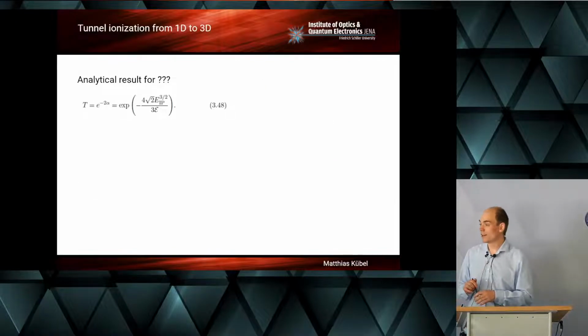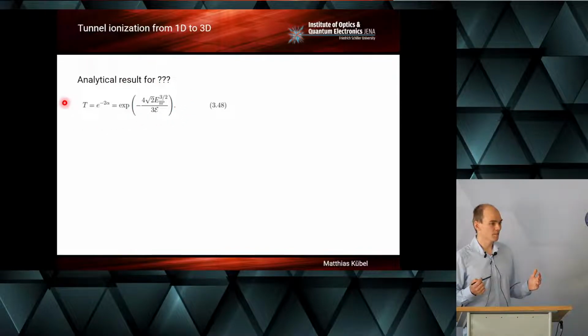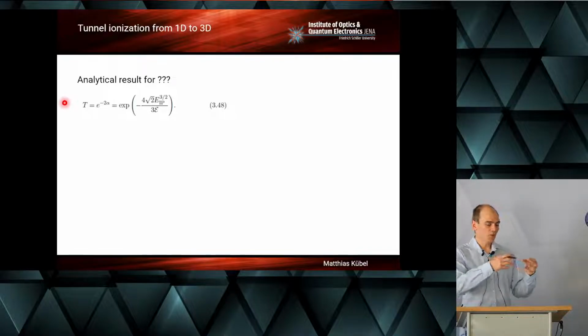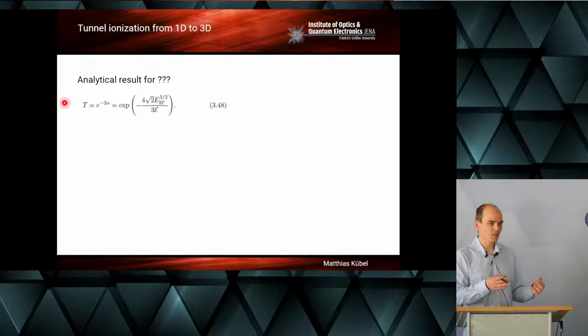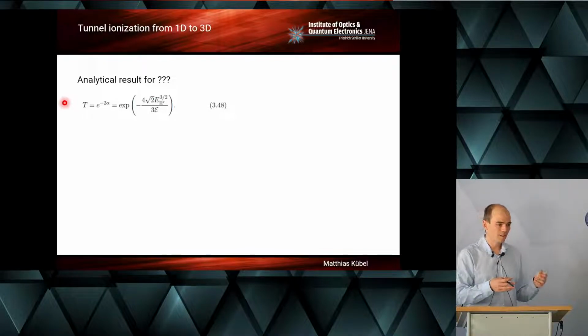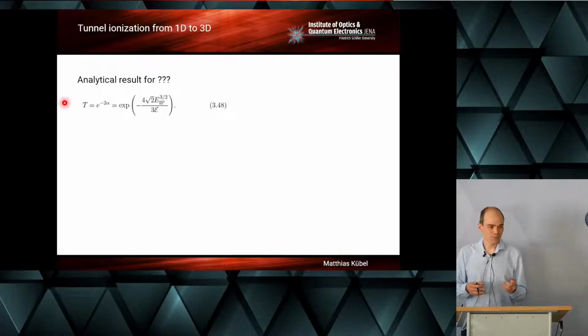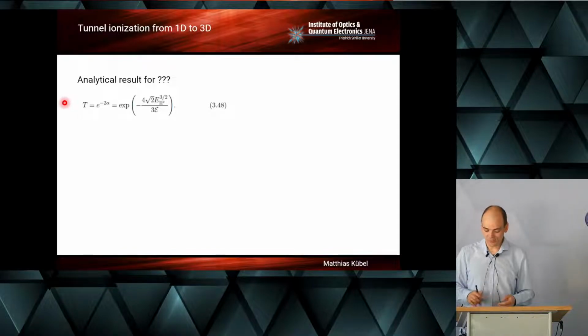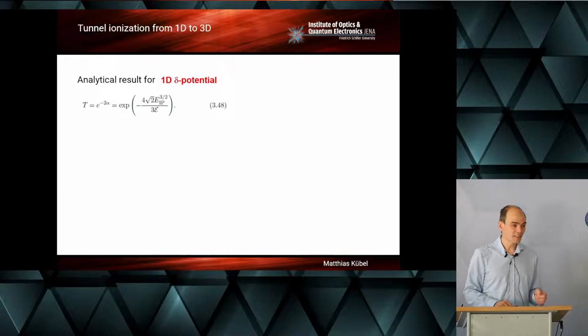Okay, so regarding the previous result, this is the result that we obtained for what actually? Yeah, so it's ionization in 1D, and so our electron is bound. And what is it bound to? Yeah, it's bound in a potential. What kind of potential is it? Yes, in reality it's a Coulomb potential, but that's not what we calculated. What did we calculate? Yes, a delta potential, exactly. So it's a 1D delta potential.